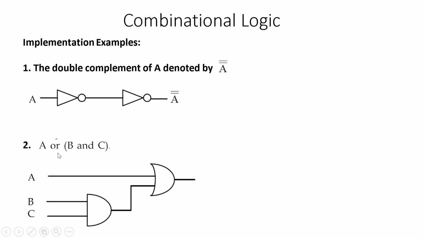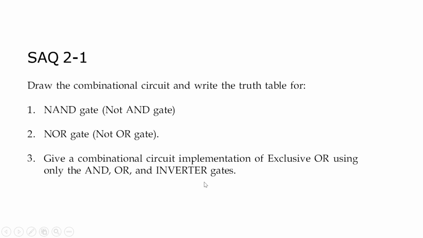Number 2, we have this. Let's say A or B and C. So we have B and C. We start with whatever is inside the parenthesis. So B and C, the output is ORed with A. Then we get our output. So you will have your self-assessment question. You can draw and write the truth table for this one. There are 3 variables. Please try to solve it on your own so you can practice.